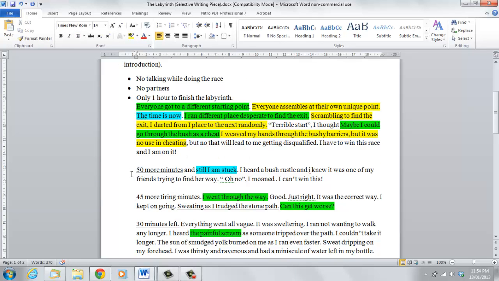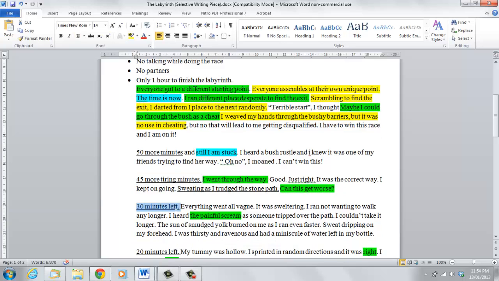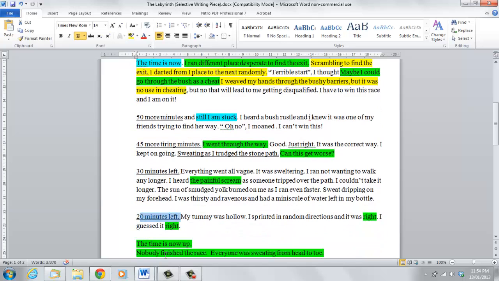What I really liked in this piece was this idea of 5 more minutes, 45 more tiring minutes, 30 minutes left, 20 minutes left. Even though I like the concept of using that because it creates a pressure of time onto the reader. So when I read that, I thought, okay, well, there's only a few more minutes left. This girl has to find her way out of the maze, or else there'll be dire consequences. So that was excellent. There may be some review areas with that, but the concept of using that was excellent. Okay, 50 more minutes and still I'm stuck.